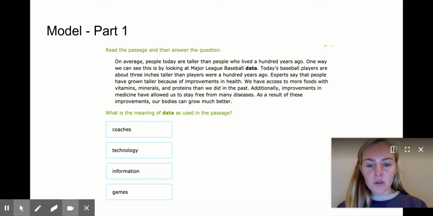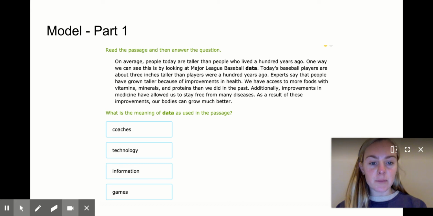So let's figure out what the word data means. Does it mean coaches, technology, information, or games? Data. So I know that data doesn't mean coaches. Data doesn't mean the coaches of the baseball team. Okay, so let's keep looking. Technology, I don't know. I don't think it'd be technology. It never talked about anything to do with either computers, phones, or anything like that. So I don't think it's technology either. Games? It's not talking about games either. It's not talking about how the baseball players play in the games.